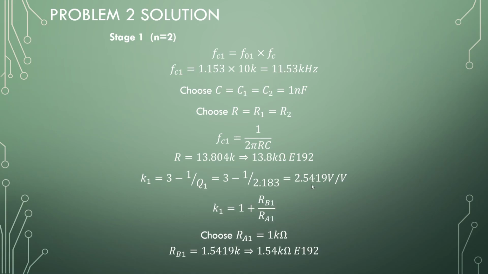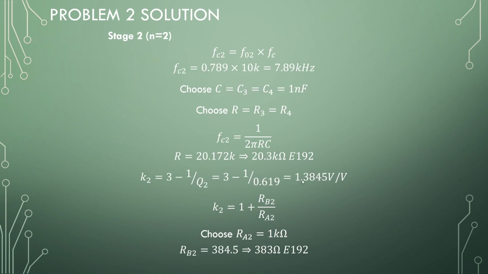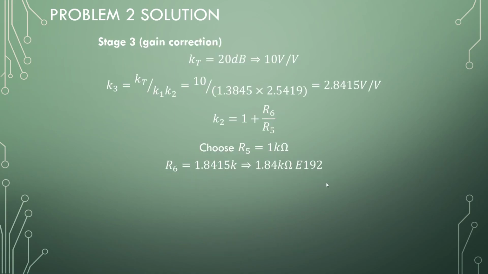So for the gain correction, we get 2.5419, 1.3845, and both of those are going into our gain correction stage. We want 20 decibels, which is 10 volts per volt. Take our 10 volts per volt, divide it by the first two stages gain, which is multiplied, and we get a 2.8415 volts per volt gain for our gain correction. Calculate the resistors. 1K and 1.84 kilo ohms will fix our gain to 20 decibels final gain. So let's jump over to the simulation.